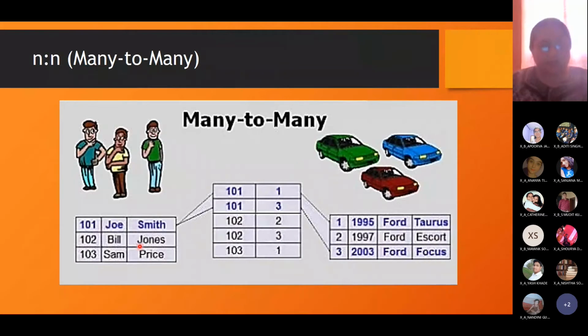So what this is saying is that one person can own multiple cars, and the same car can be owned by multiple people. Like Ford Focus, you can see here, is owned by Joe Smith and also by Sam Price. And in the same way, Ford Taurus is owned by Joe Smith, 101, and also by 103, that is Sam Price. So this is a many to many relationship.